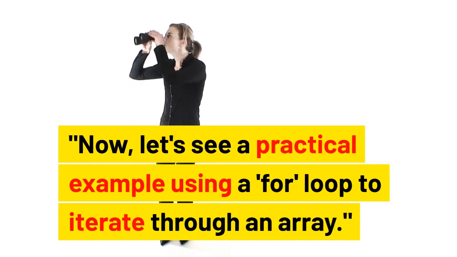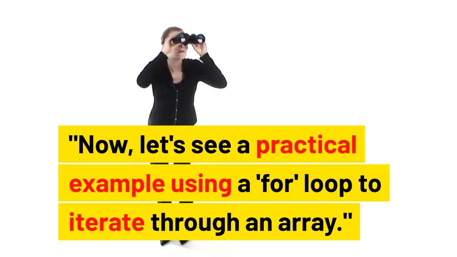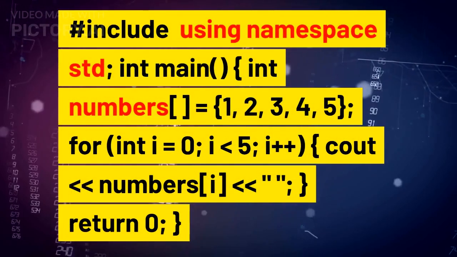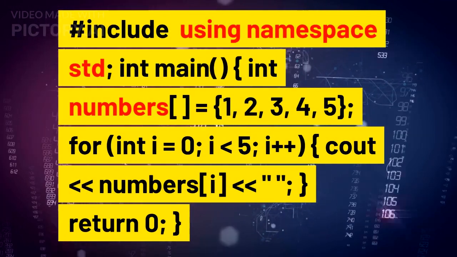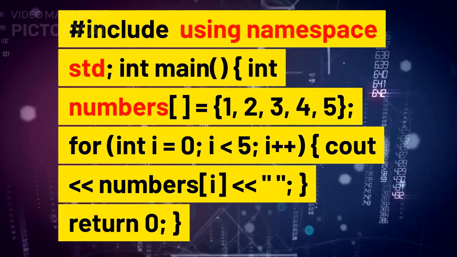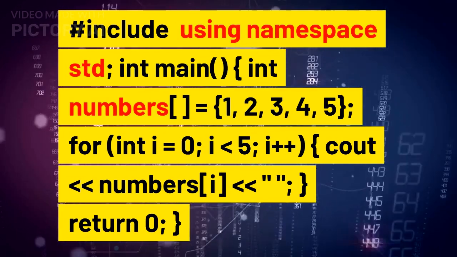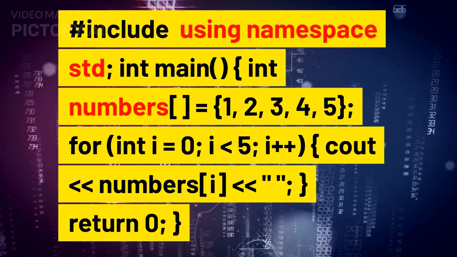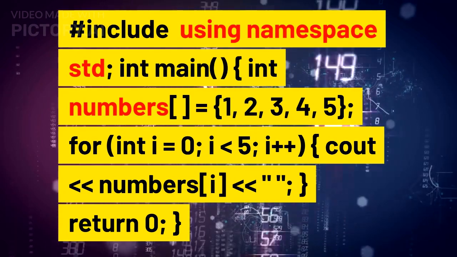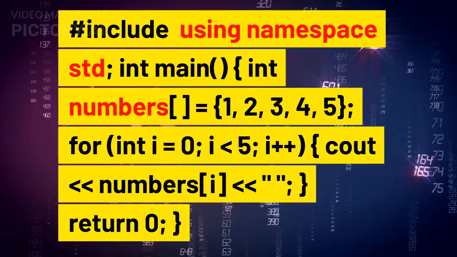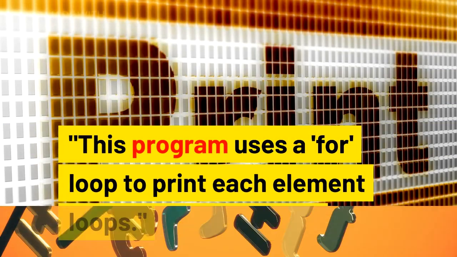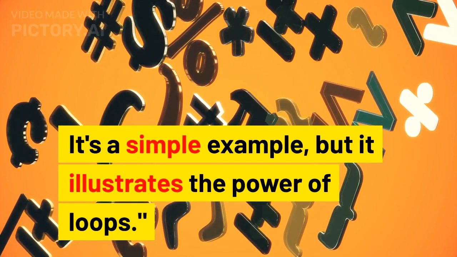Now, let's see a practical example using a for loop to iterate through an array. #include <iostream> using namespace std; int main() { int numbers[] = {1, 2, 3, 4, 5}; for (int i = 0; i < 5; i++) { cout << numbers[i] << endl; } return 0; }. This program uses a for loop to print each element of the array, numbers. It's a simple example, but it illustrates the power of loops.